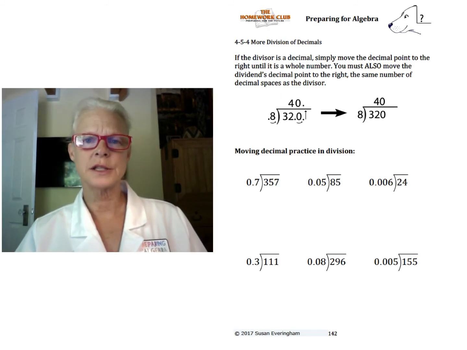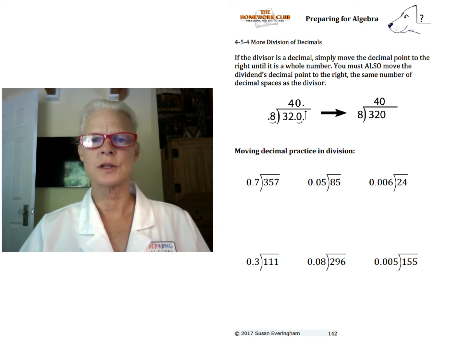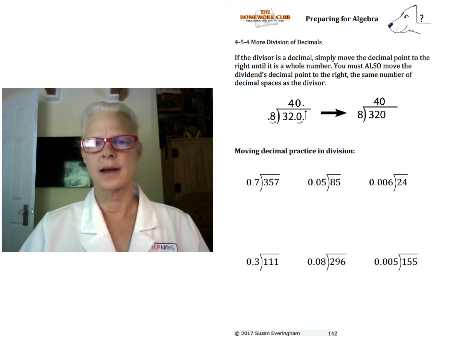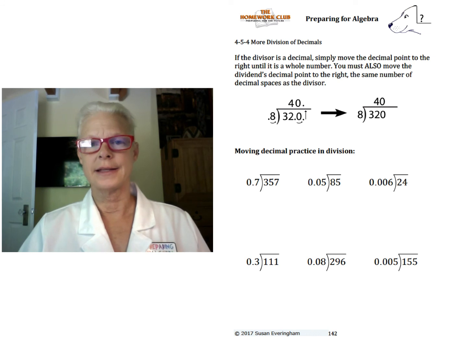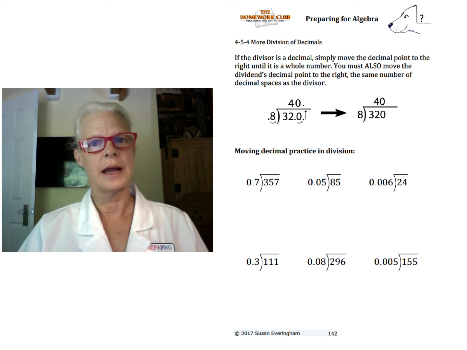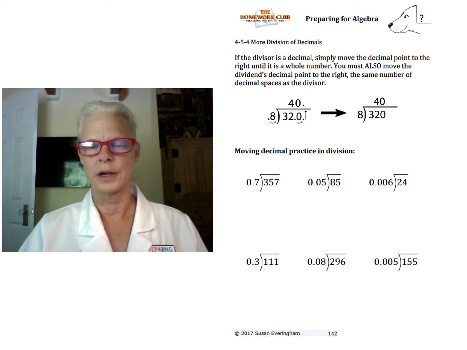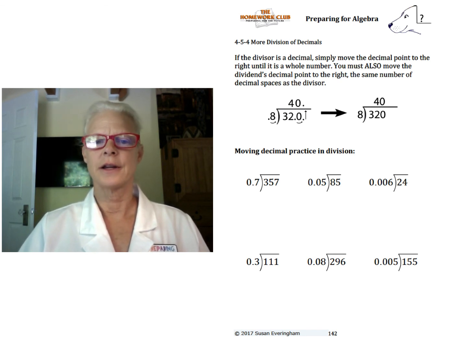Page 142, there's more division of decimals. This one, we've got the divisor that has the decimal, 0.8. What we want to do in our example is move that one place over to the right. And then in the dividend, you want to move that one place over to the right as well, going from 32 divided by 0.8 to 320 divided by 8. And the answer here is 40.